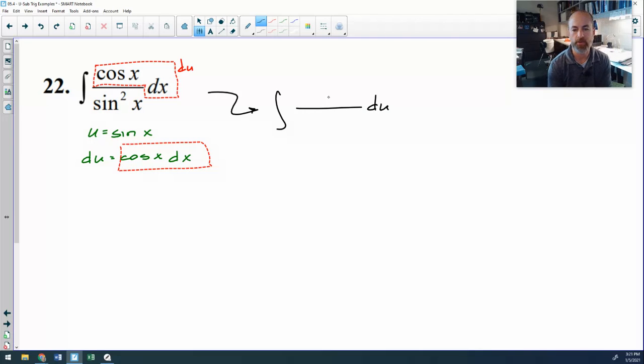Because the cosine x got wrapped up in the du, I'm going to put a 1 in the numerator. My denominator of sine squared will be u squared, and then we'll do that antiderivative. So now we have a nice power rule. We'll bring that u squared up to the top. U to the negative 2's antiderivative is u to the negative 1 over negative 1. And now we just have to substitute sine x back in for the u.